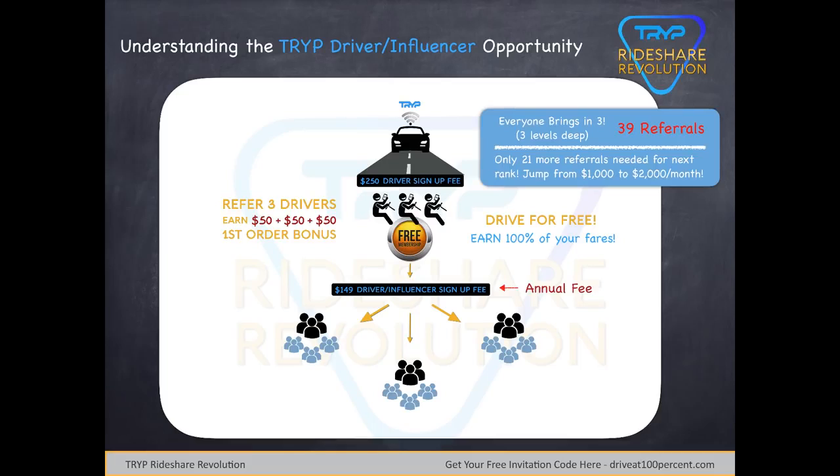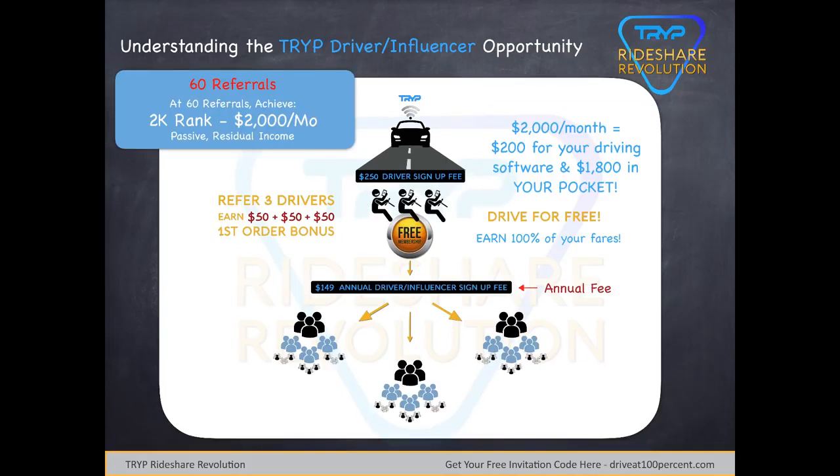So at this point, you only need 21 more referrals for the next ranking. And at that point, you'll jump from $1,000 a month to $2,000 a month. So at 60 referrals, you will make $2,000 a month, every single month, just passive residual income. So what does that $2,000 look like? Well, 200 of that is going to go to your driving software, and that puts $1,800 in your pocket.